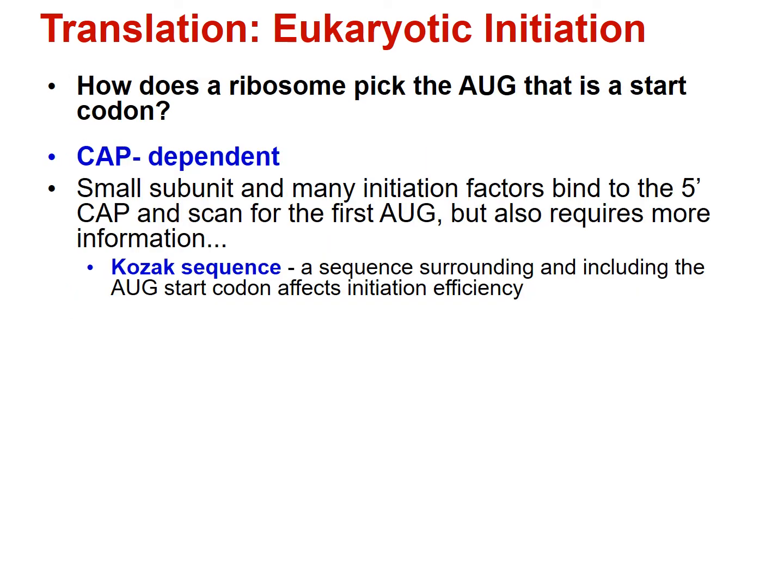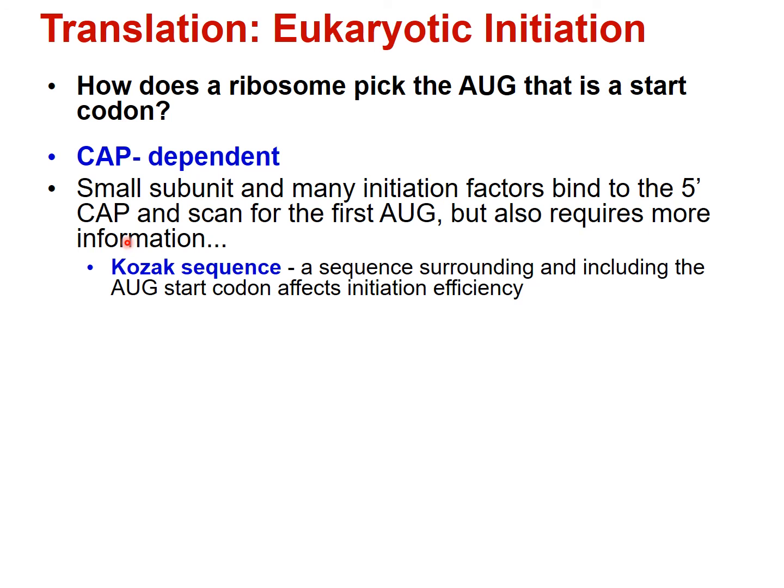What about eukaryotes? They have a couple different ways to do this. So how do they pick the correct start codon? There's a cap-dependent version. Remember, the cap is the 5' 7-methyl guanine residue that's attached to the 5' end of the messenger RNA. Well, this can be recognized. So the small subunit and initiation factors bind to the cap and scan for the first AUG that it comes across.